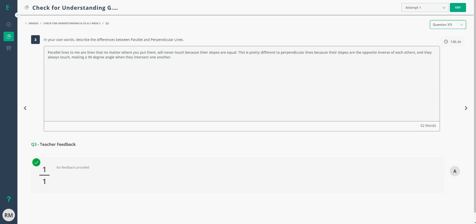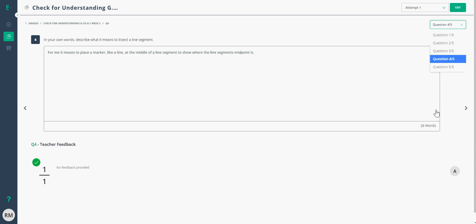Question 3 was, in your own words, describe the difference between parallel and perpendicular lines. I needed to see something about parallel lines never touching. You could have also thrown in that they have the same slopes. Perpendicular lines, I'm looking for intersecting lines, and they intersect at a 90-degree or right angle. That's the very important part. Perpendicular lines aren't simply lines that cross each other. We could have also talked about their slopes being the opposite inverse of each other, as this student did.